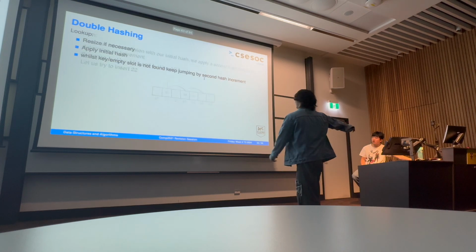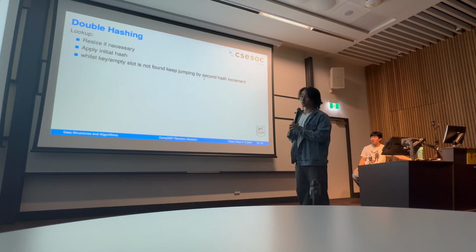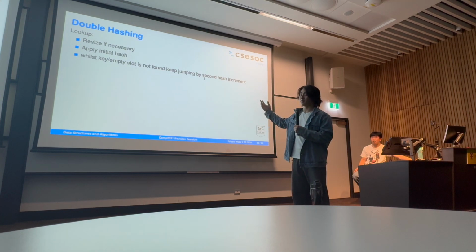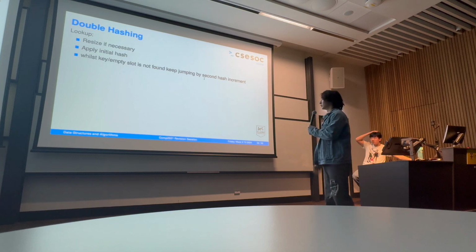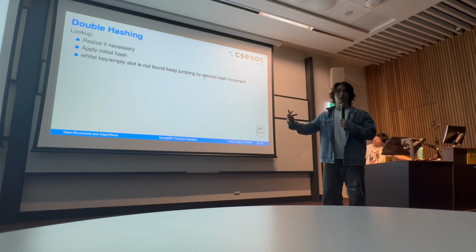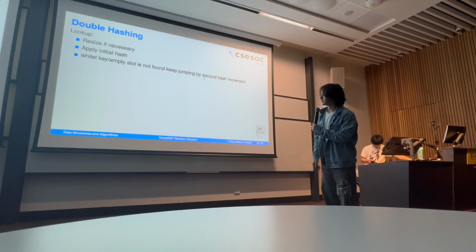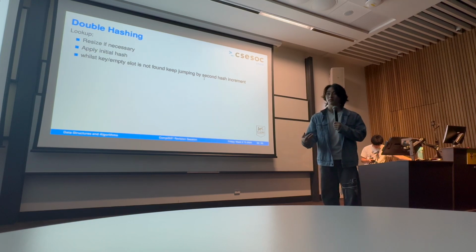So to look up, we also resize if necessary, because we don't want our array space to be too small, since once again we run into clustering and everything being in one spot, which drives us towards O of n, which is bad. For lookup, we follow the same formula as when we inserted. We apply the initial hash, and whilst the key or empty slot is not found, we keep jumping by the second hash increment.